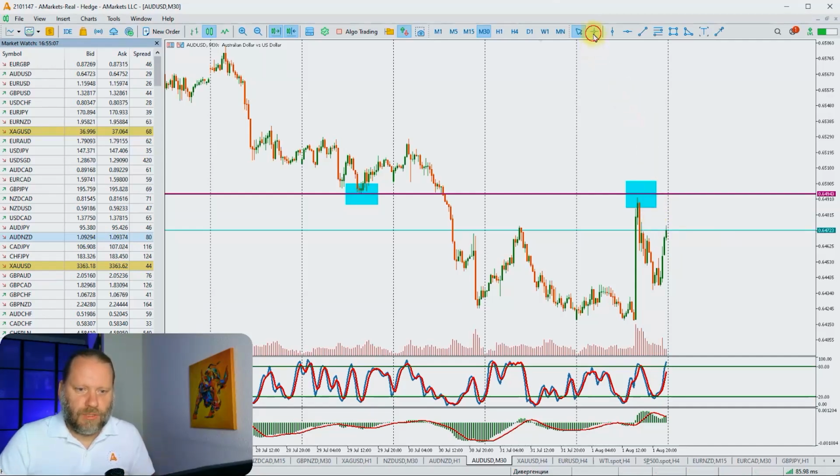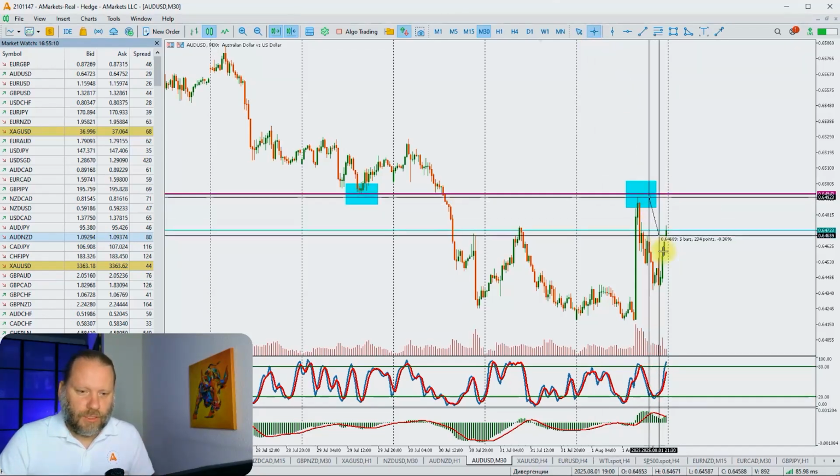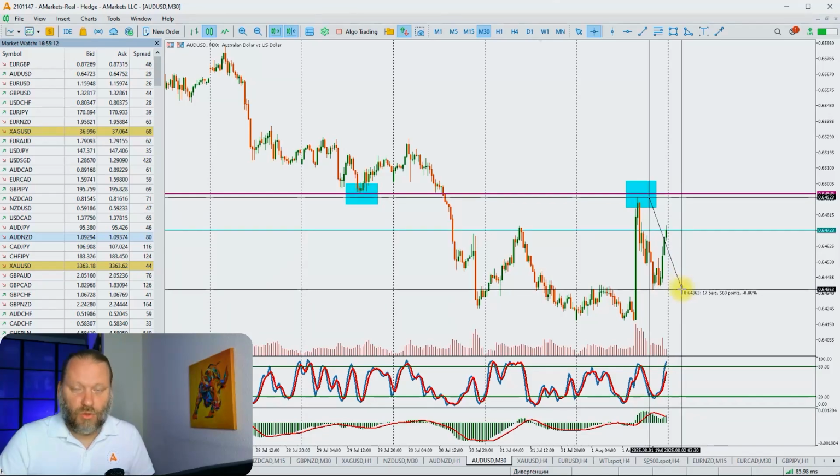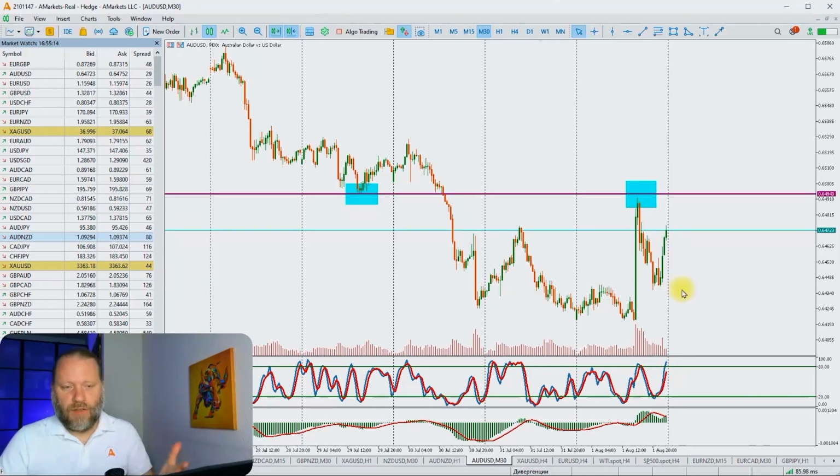And here too, look, there was a powerful correction, this line. In general, the correction amounted to 560 points here. That's $560 in just a few hours, probably, yes. If you trade with one standard lot, but if you have a larger deposit, you can trade with 5 or 10 lots. Accordingly, your profit will be higher.